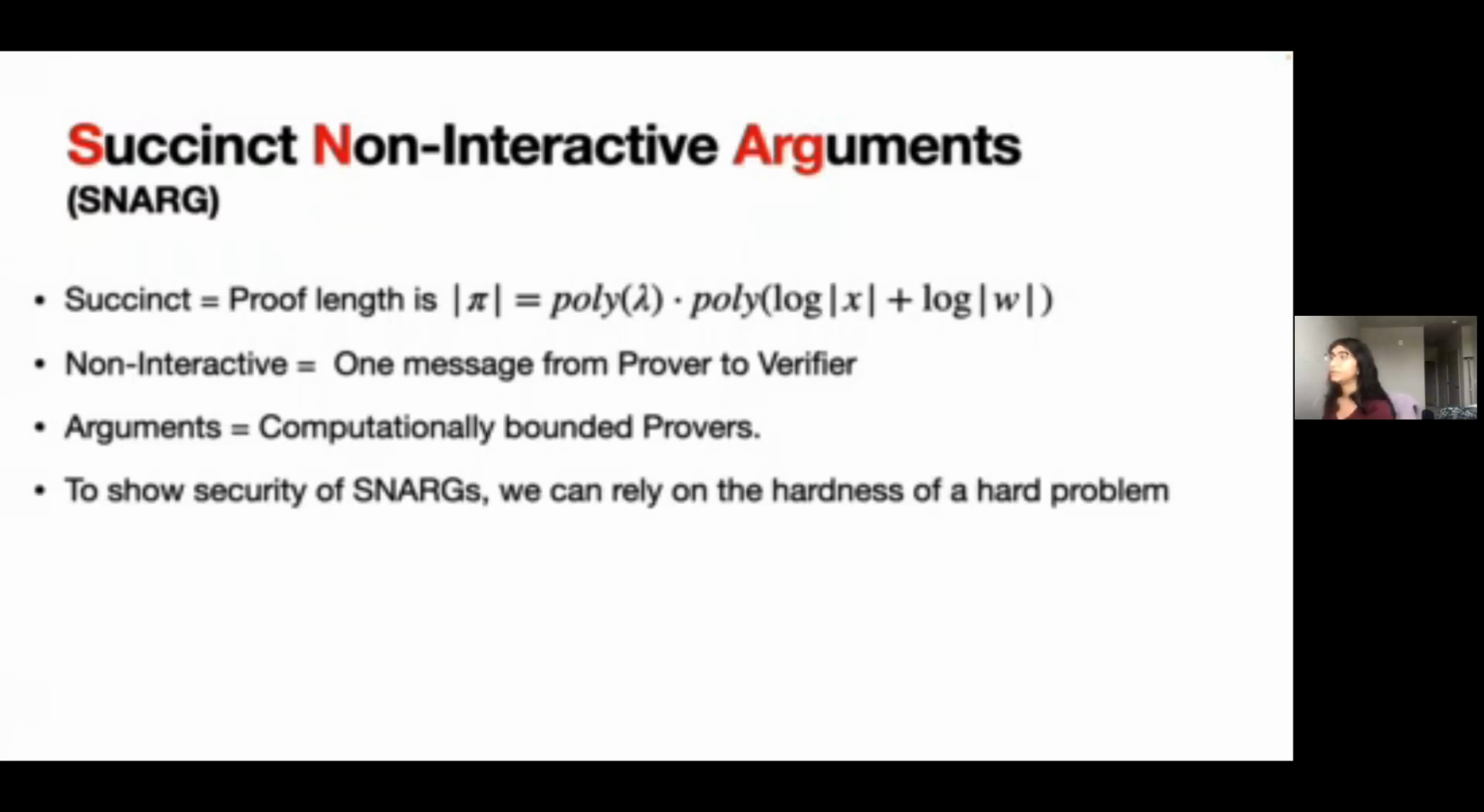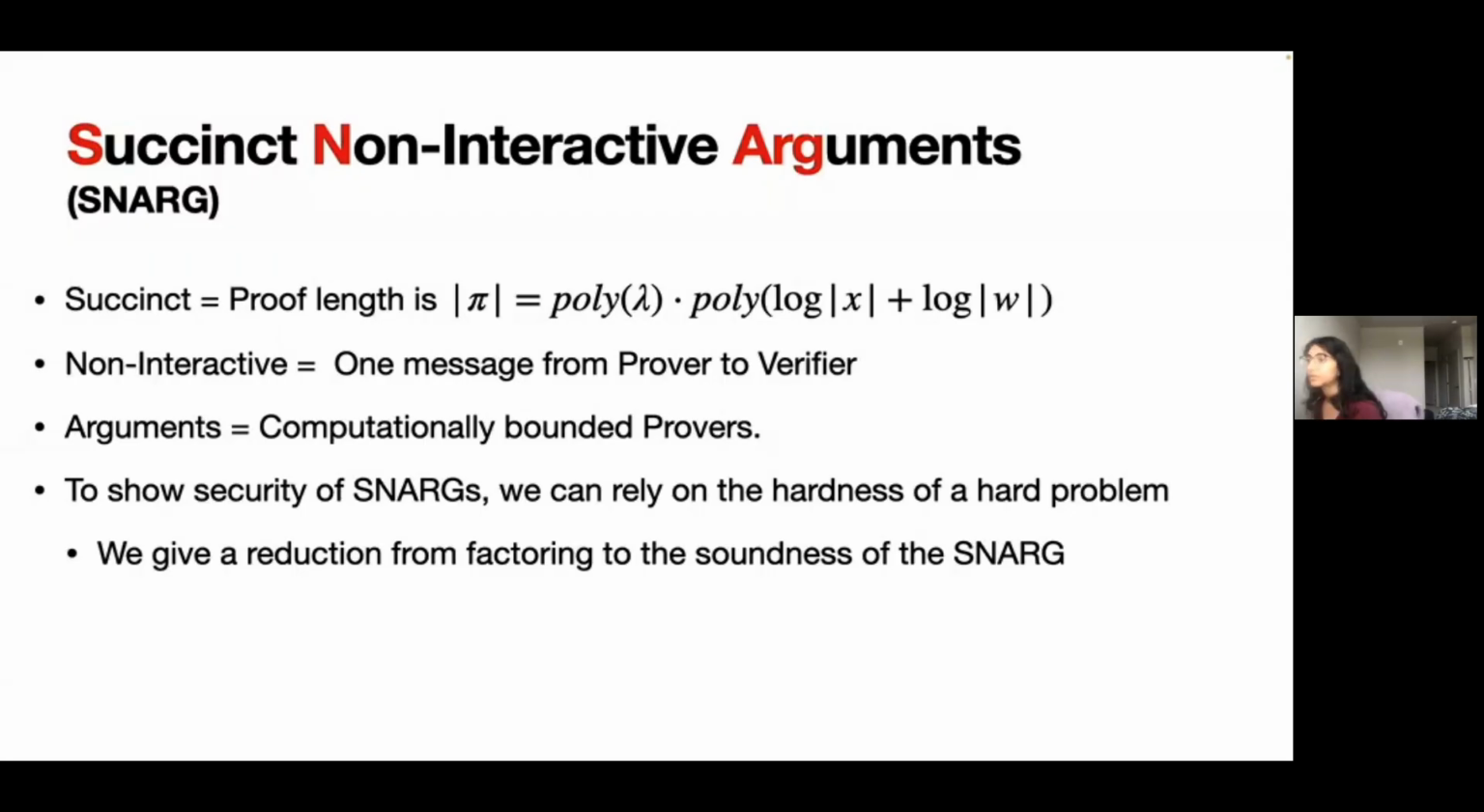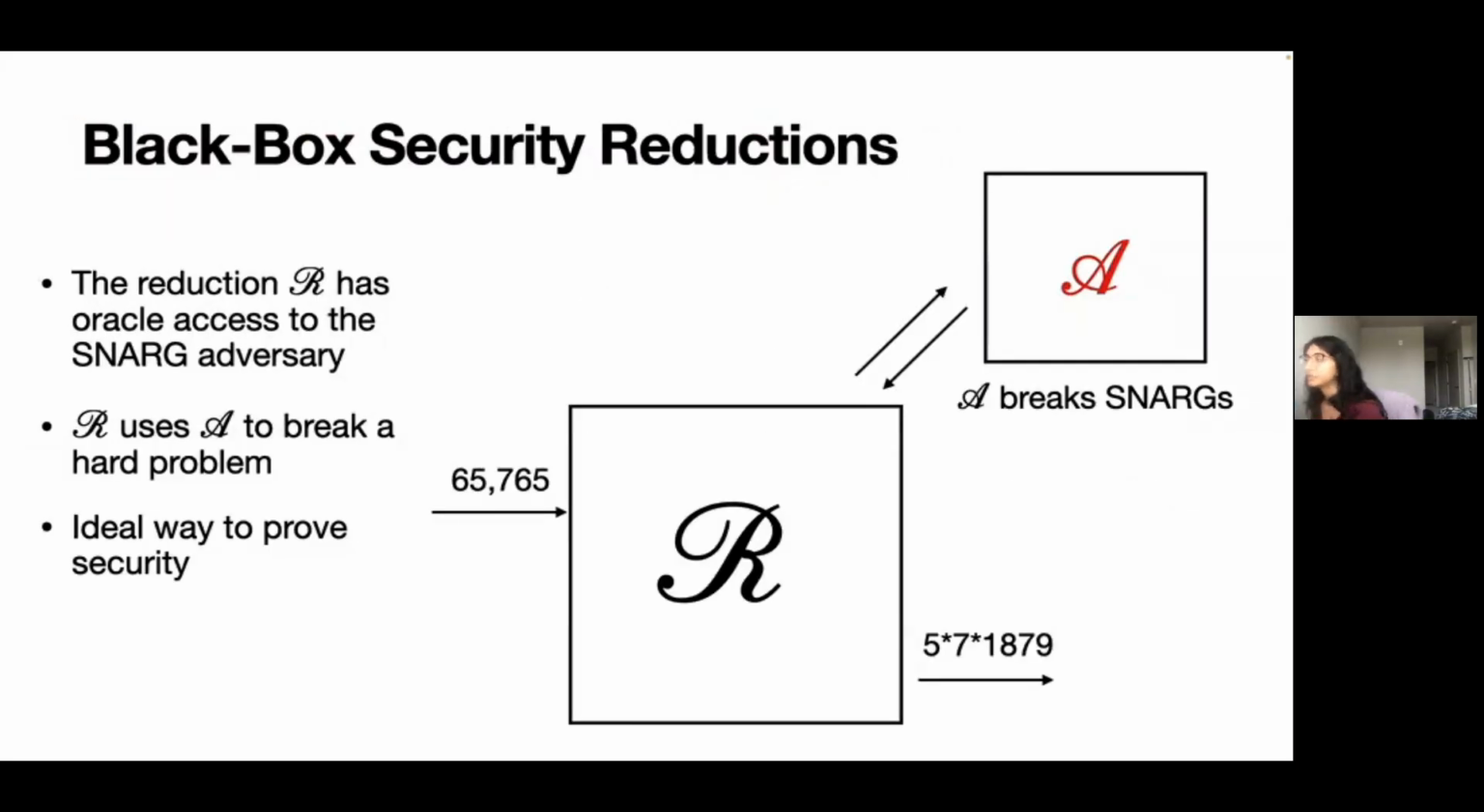So to show security of the SNARG, we want to rely on some hard problem, just as any other cryptographic primitive. For example, we can give a reduction from factoring or some other hard problem to the soundness of the SNARG. The way we do this is through a black box security reduction. Here we model the reduction as an algorithm R, and it has oracle access to the SNARG adversary A. The idea is that R uses the adversary A to break some hard problem. For example, for factoring, the reduction takes as input some large number, and it outputs the factors using the adversary as a black box.